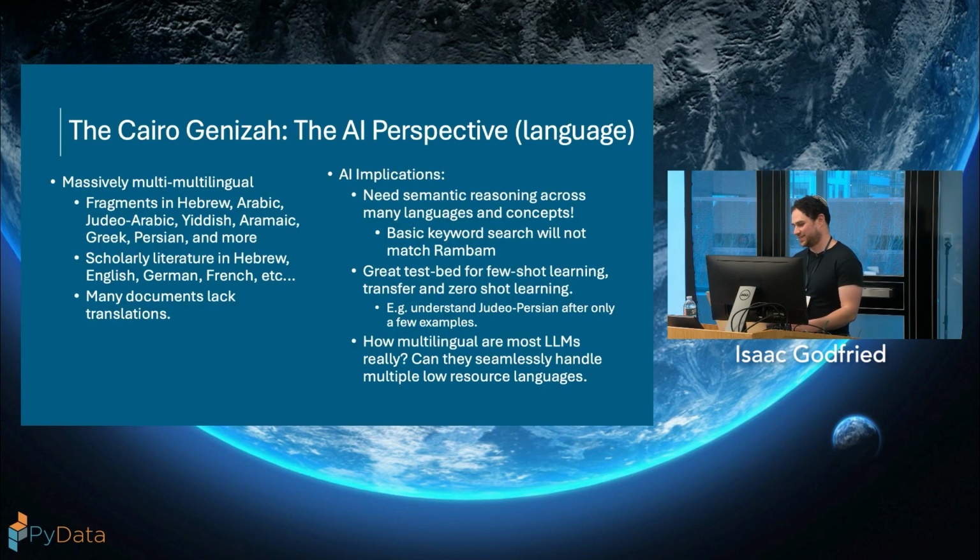But actually the Cairo Geniza is very interesting from an AI perspective as well. The first thing is it's probably one of the most multilingual corpuses you'll ever encounter. You have documents in Hebrew, Arabic, Judeo-Arabic, which is actually a fusion of Hebrew with Arabic and Hebrew letters. You have scholarly literature from 100 years or so in English, German, French, and a bunch of other languages. So it really is a great test bed to test how well some of these models are in their multilingual sense, and explore questions like few-shot and transfer learning.